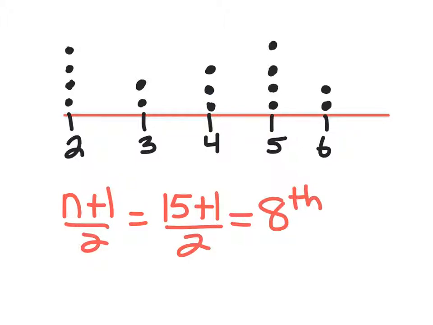So therefore, that is the piece of data that represents the value of my median. I'm going to circle that for us. This is our 8th piece of data, and our 8th piece of data is at the 4 value. So the value of my median for this set of data is 4.